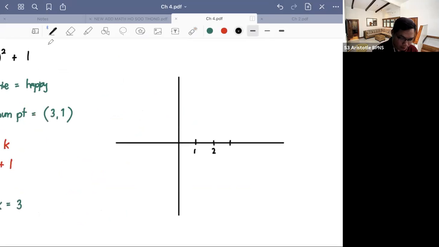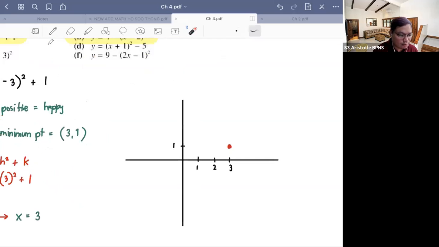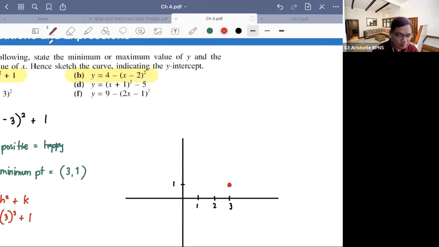And then where's 1? So here's 1. So the minimum point is over here. Okay, so this is where the minimum point is, 3, 1. All right, and then what's next? Y-intercept 19, positive 19. So therefore, I should extend my line over here.